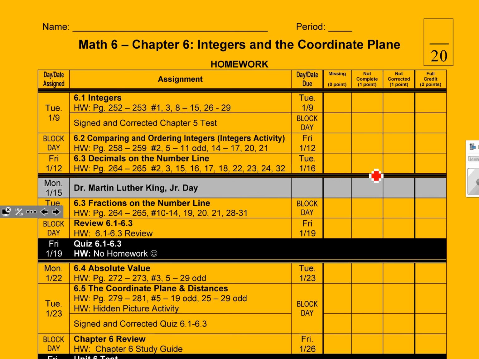Do not get lazy. What you do not have for homework is the cross out hidden picture activity. You do not have that as homework. Just the book homework. Show me good coordinate planes. Show me good work. I'll see you guys tomorrow. See you guys.